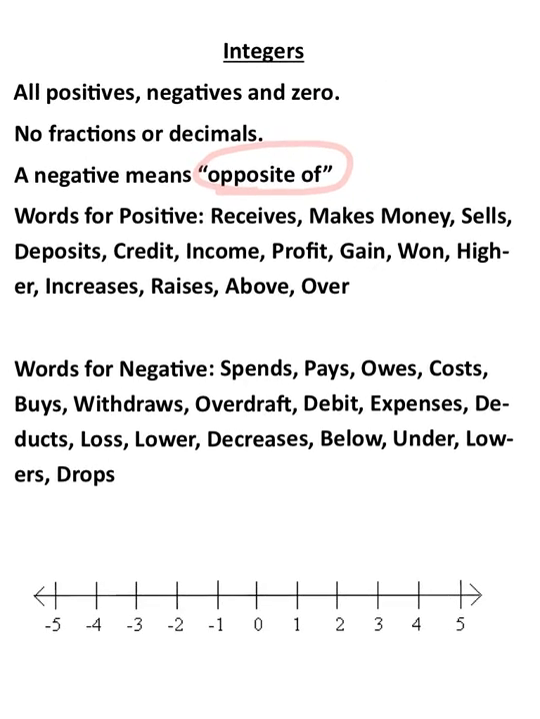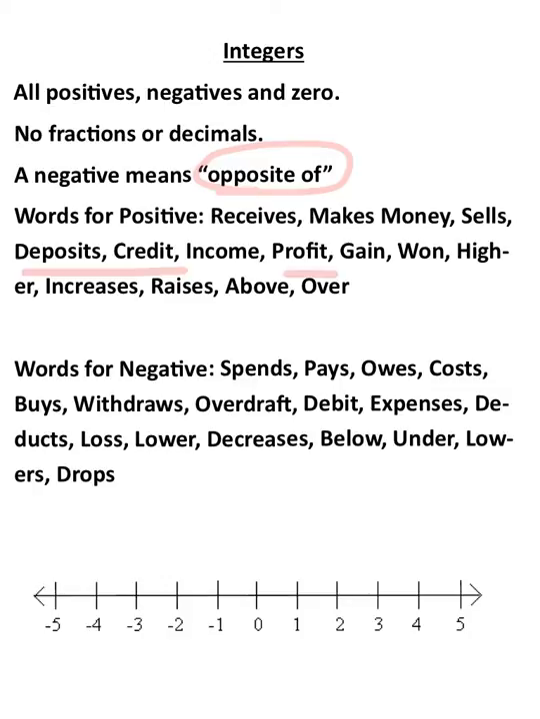Now, one thing that makes negatives difficult is just knowing the terminology. So words that you will see that mean positive are things like receives, makes money, sells, deposits, credit, income, profit, gain, won, hire, increases, raises, above, over. Deposits and credits in years past have been words that students may or may not have known, as well as profit. So just be aware that if you see those words, it's going to be a positive number.